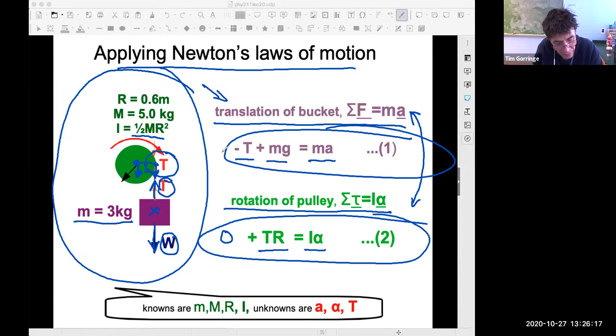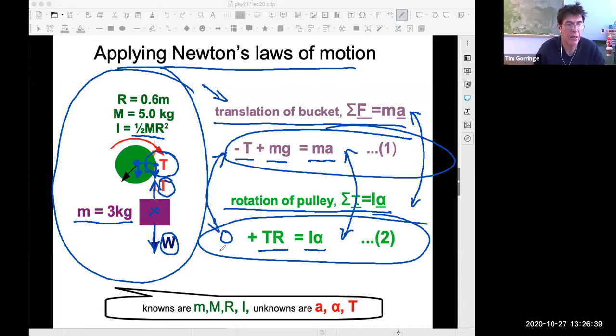And again, the left-hand sides are analogous in this law. They're either sum of forces or sum of torques. The right-hand sides are analogous in these laws. They're either containing the accelerations or angular accelerations and the inertias or rotational inertias.